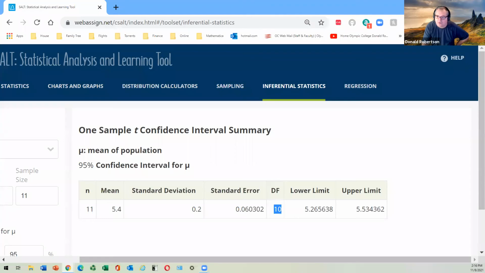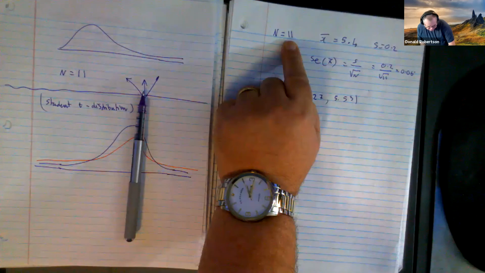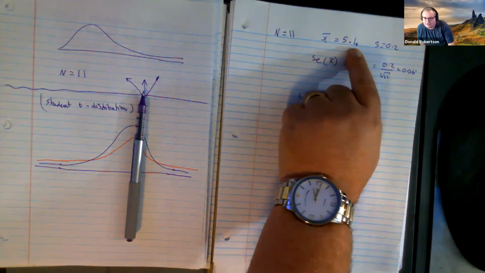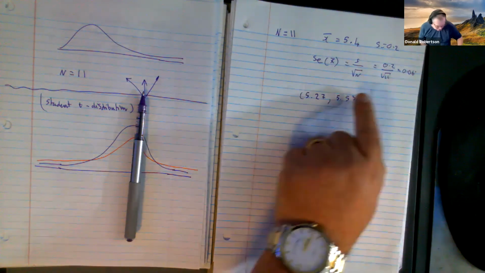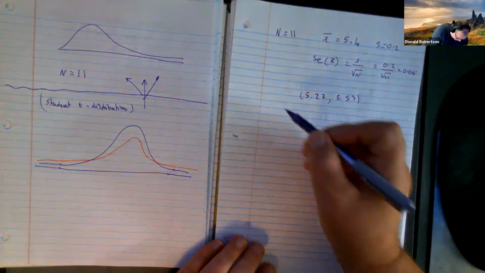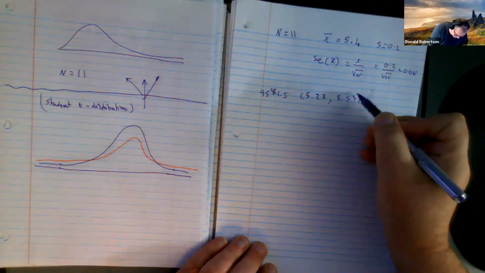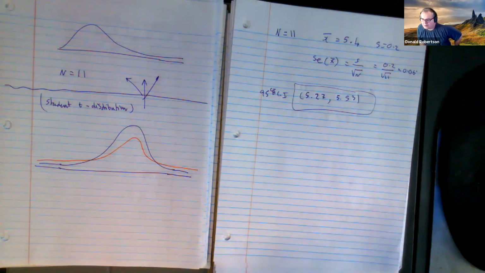Right, let's go and see what kind of conclusions we might come to. So he tested 11 barrels. The mean was 5.4% alcohol. The standard deviation was 0.2. This gets done for us, and we have a 95% confidence interval. And that is the range.